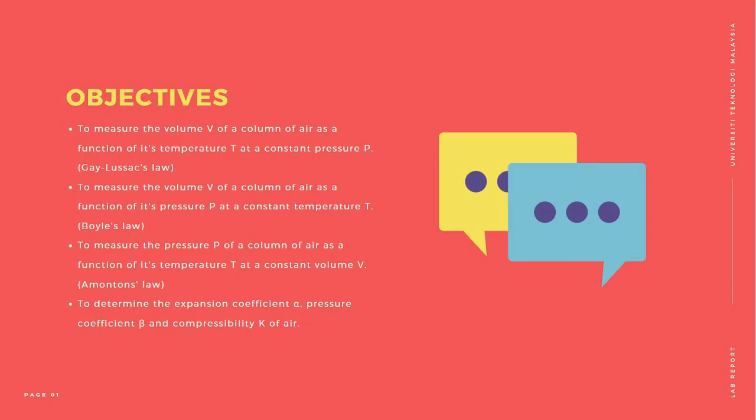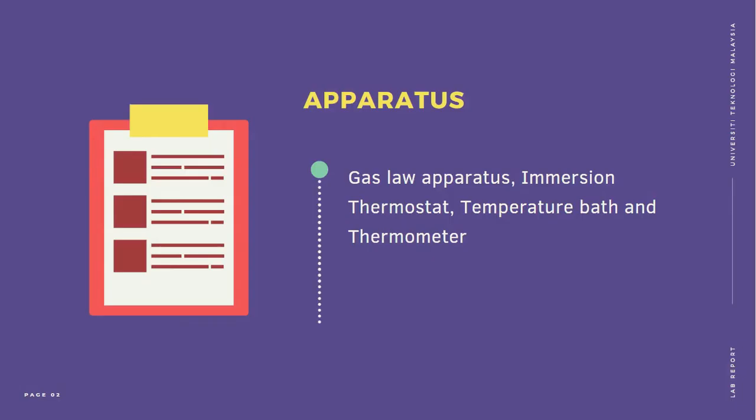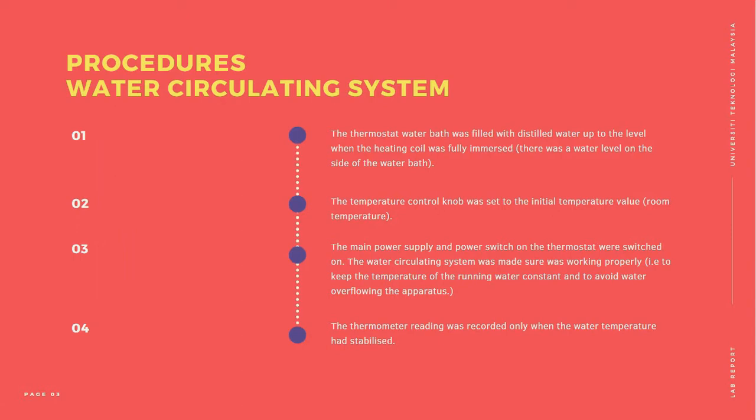And the last objective is to determine the expansion coefficient alpha, the pressure coefficient beta, and the compressibility K of air. Next is the list of apparatus needed for this experiment. The apparatus needed was the gas law apparatus, immersion thermostat, temperature bath, and thermometer. Moving on to the procedures. The procedures were divided into 4 different parts in order to satisfy our objectives.